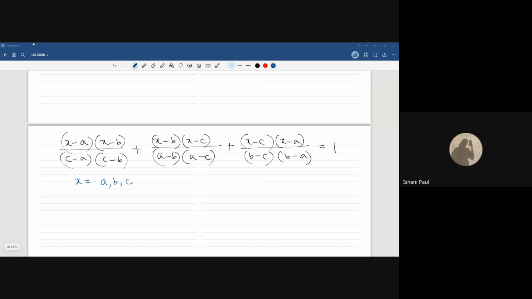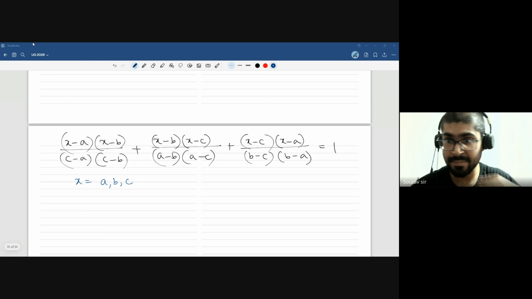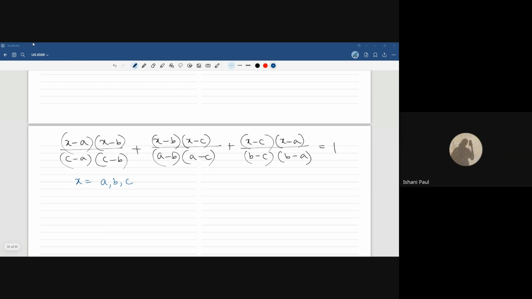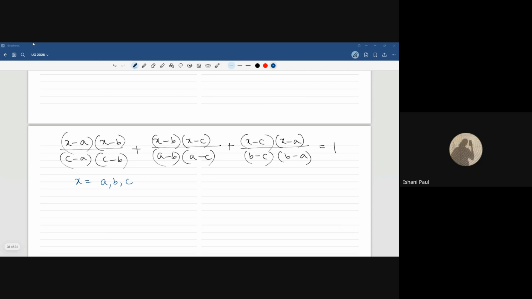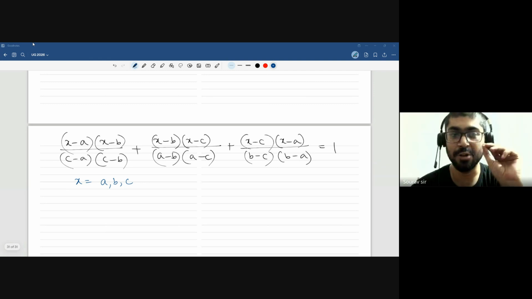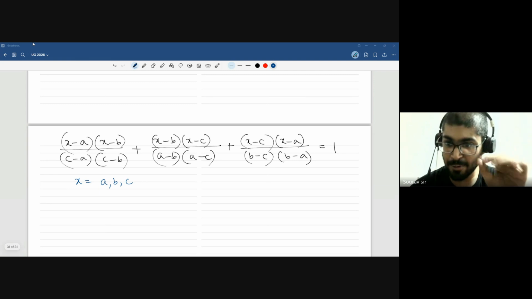Distinct. Yes. A, B, and C are different. Sir, can't they be same? But can they be different? Yes, sir. So, if they can be different, then even if they are same, it wouldn't matter. There is a possibility that if A is equal to 1, B is equal to 2, and C is equal to 3, then we would get 1, 2, 3 as the solutions of a quadratic equation.